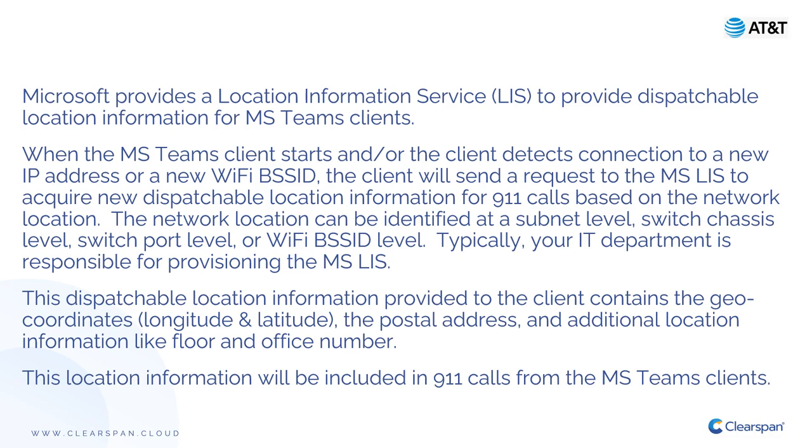The network location can be identified at a subnet level, a switch chassis level, a switch port level, or a Wi-Fi BSS ID level. Typically, your IT department is responsible for provisioning the Microsoft LIS. This dispatchable location information provided to the client contains geocoordinates, longitude and latitude, the postal address, and additional location information like floor and office number. This location information will be included in the 911 calls from the Microsoft Teams client.